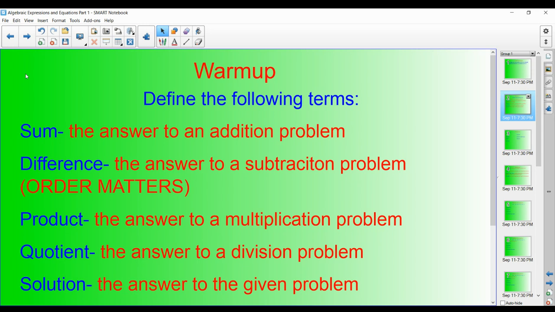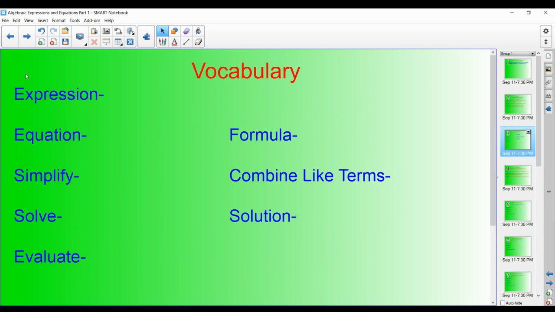And we got to remember that order matters for difference and quotient. So subtraction and division, it matters which number goes first. Or if you have a variable, it matters whether the variable comes first or second. So we got to make sure we practice that. Now here's a bunch of terms related to expressions and equations. Today we're going to look at expressions, and in the next video we're going to look at equations.